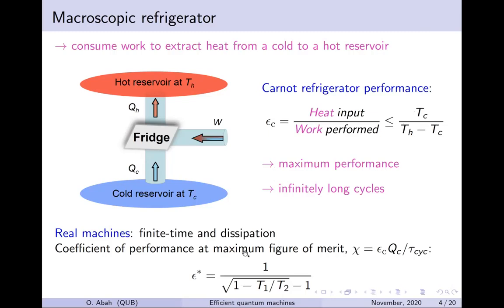But for a real engine, things happen in finite time, and this actually leads to dissipation. And one way to characterize this is what people regard as coefficients of performance at maximum figure of merit, depending on what you choose as your figure of merit. And then if we take the performance as well as the cooling power at a finite time, then we'll have an expression that depends on the ratio of the temperatures.